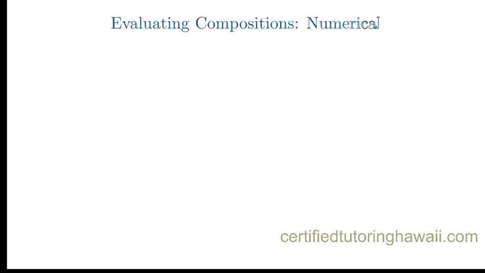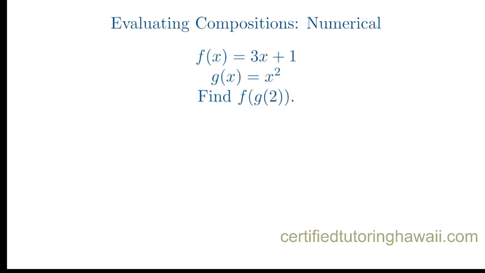Now, let's practice evaluating these compositions. We'll start with a numerical example. This means we'll plug in a specific number for x. Consider the functions f of x equals 3x plus 1 and g of x equals x squared. Let's find f of g of 2. Our goal is to calculate the value of the composite function f(g(x)) when x is 2. The rule here is to always evaluate from the inside out.